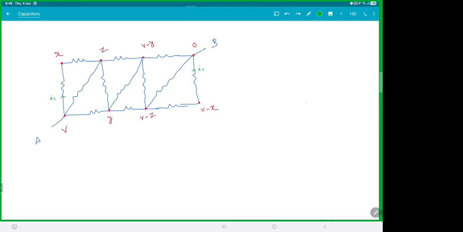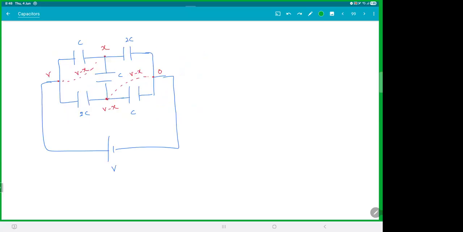Is this clear? Any confusion on this? So now can you find the C equivalent then? So they will give you something like this. So instead of solving for X and Y, you have to solve only for X. One nodal analysis will give you the answer. That's the whole idea there.